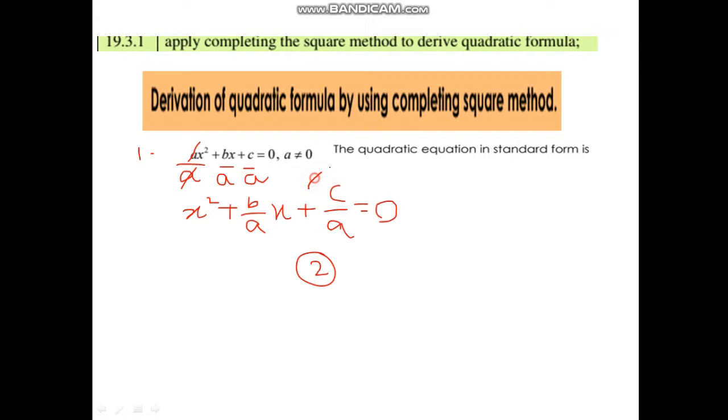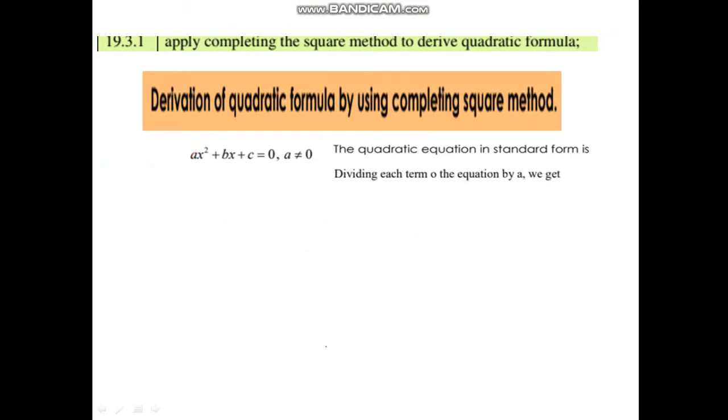The second step was you need to move the constant term from the left hand side to the right hand side. So after dividing each term by a, we have got this, and afterwards when we move that constant term c by a to the right hand side, that will be x square plus b by a x is equal to minus c by a. Now before going to the next step, let's revise the algebraic identity.